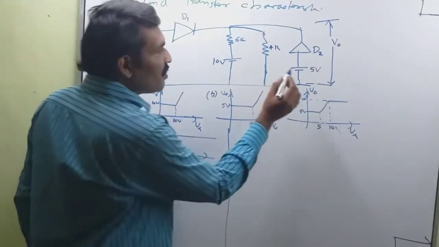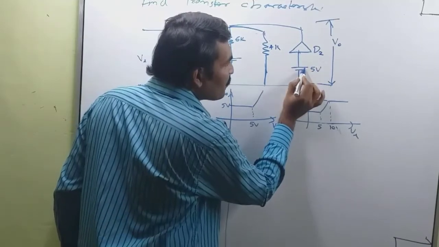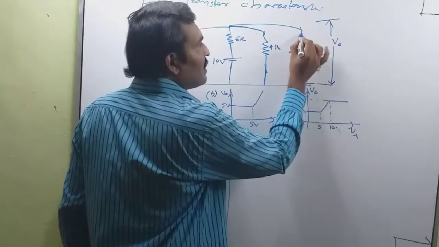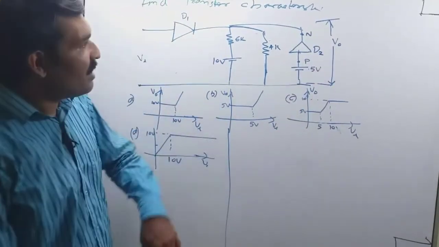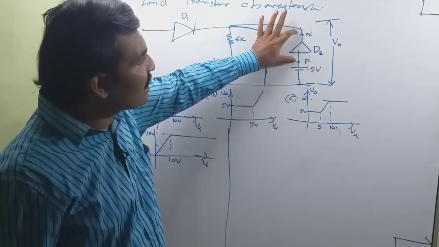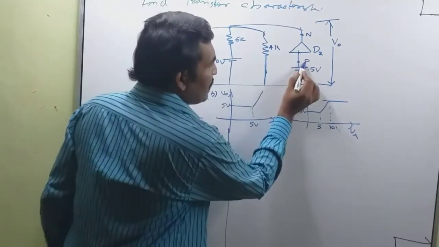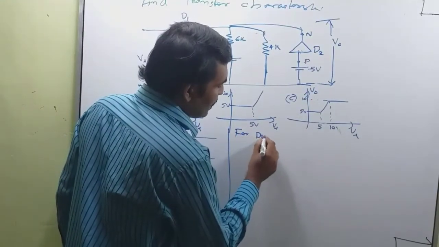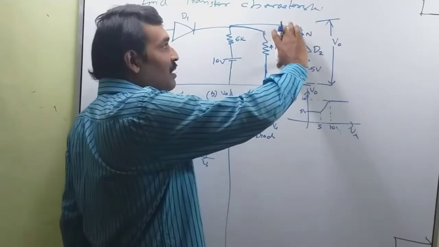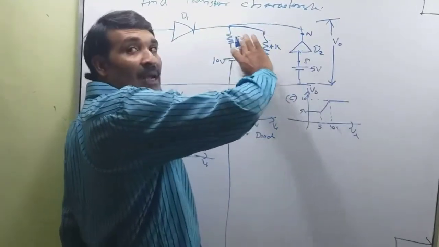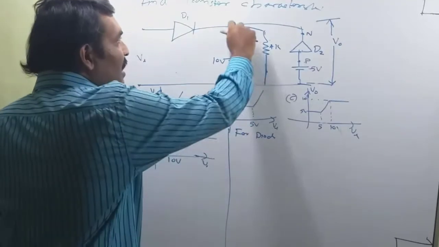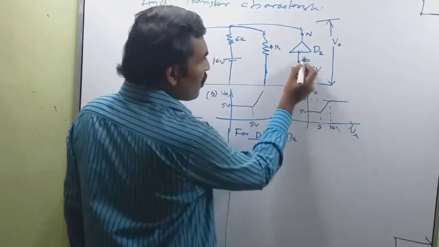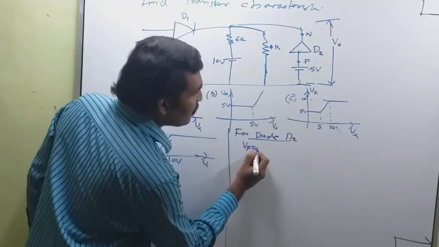Now let us connect. Here at the anode, this is 5 volt, and this is represented by P. And this is N. When P is greater than the voltage across P, that is Vp, that is given by 5 volt for this diode D2. Because we want to find the voltage across this element, and these three are parallel. Parallel means the voltage across this element, this element and this element are equal. Now for diode D2, what is the voltage across Vp? Vp is equal to 5 volt.